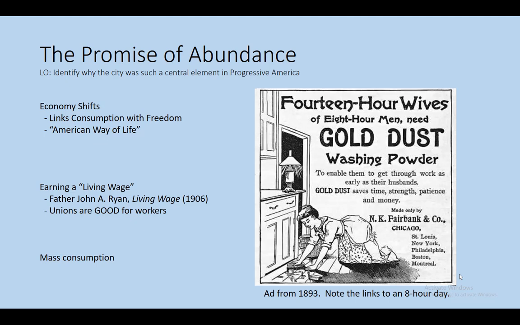So it's in the Progressive Era that the economy begins to shift, away from producing capital goods, and by capital goods, we mean things like steel and railroads, to more consumer products. And so you're going to see advertising during this time period, once again, linking goods with the ideas of freedom. And economic abundance would eventually come to define the American way of life.